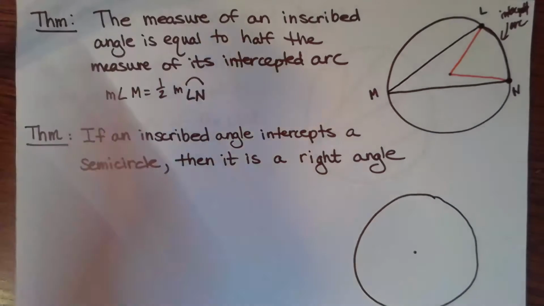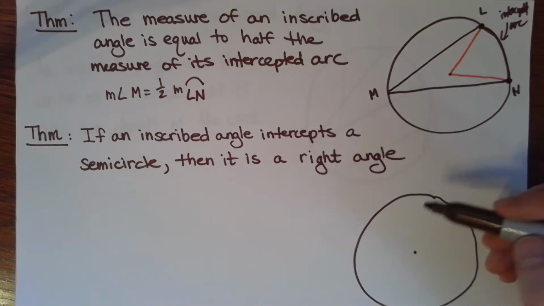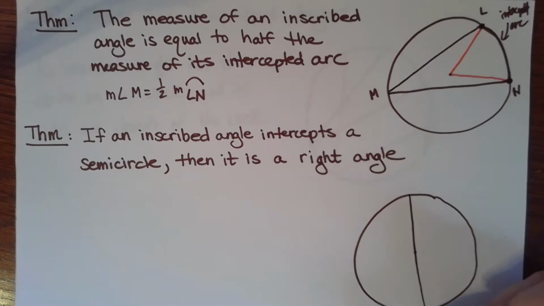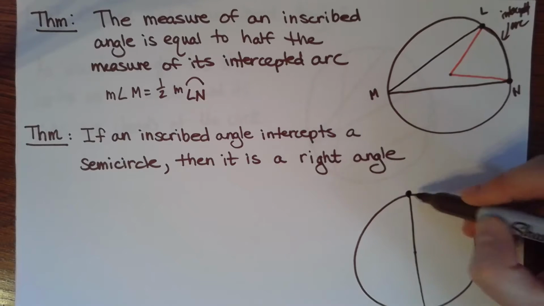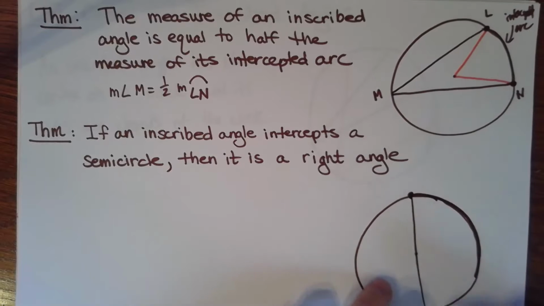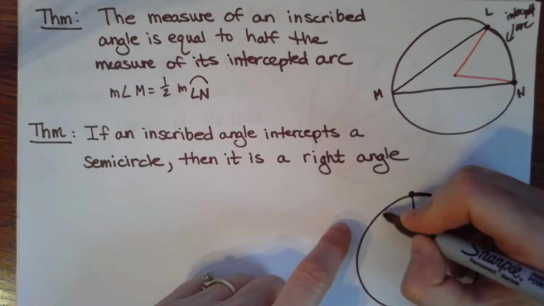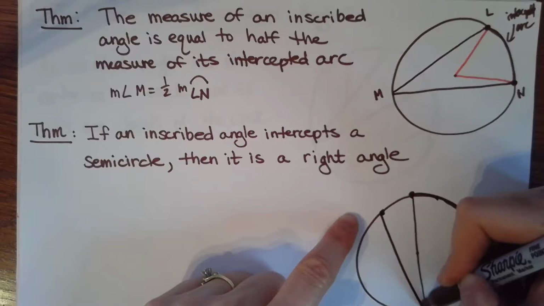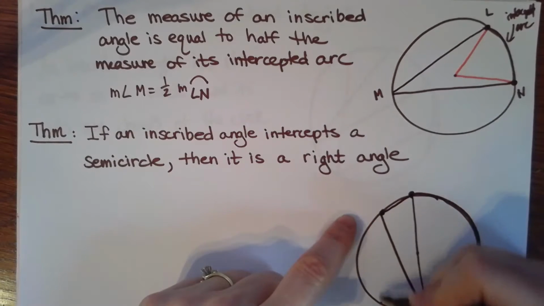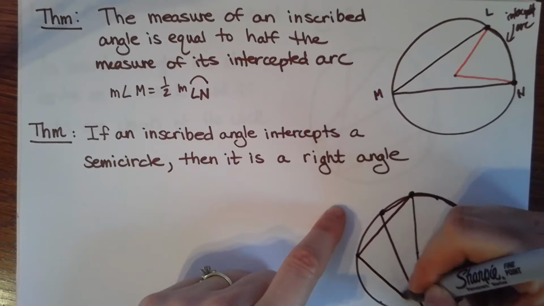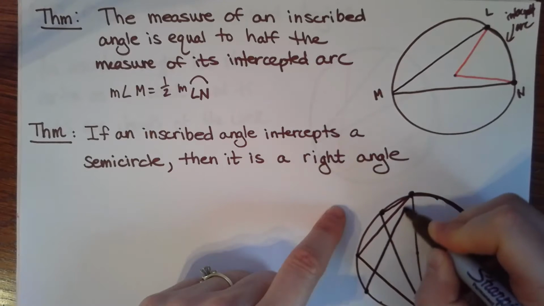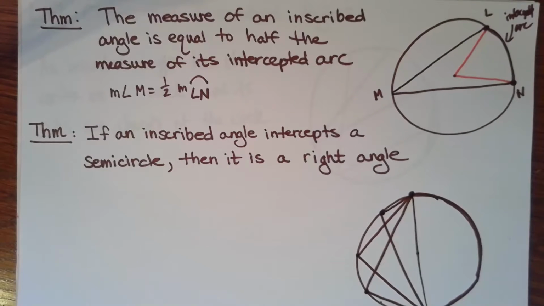Our next theorem is that if an inscribed angle intercepts a semicircle, then it's a right angle, and this follows directly from the theorem above. A semicircle would have its ends on a diameter. So this part would be a semicircle. If there is an angle that's inscribed and it intercepts that, say it's right here, or right here, or right here, no matter where it is, we're going to get a right angle.